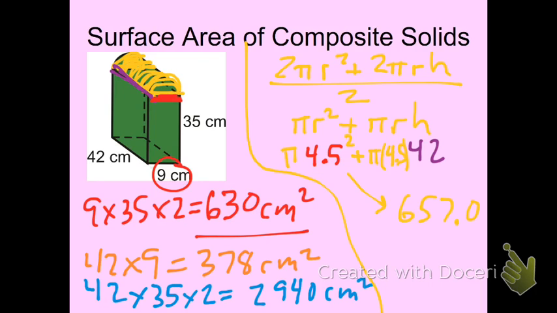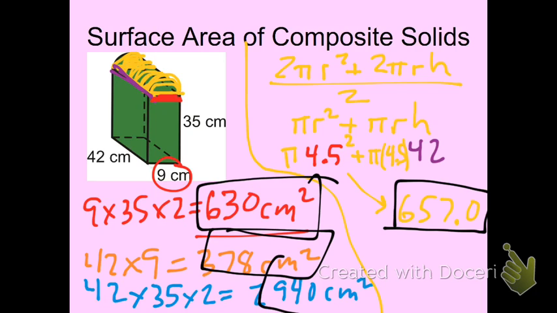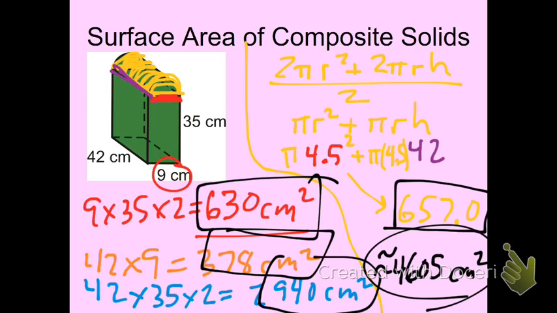Okay, and I didn't put it in terms of pi because there are rounded parts and non-rounded parts. Something like this you probably wouldn't put in terms of pi, but you could. All right, so now if you just add up all of these areas together, you get the final surface area, which comes out to be approximately 4,605 square centimeters. Okay, one more video with one more problem, and that's the end of this lesson.